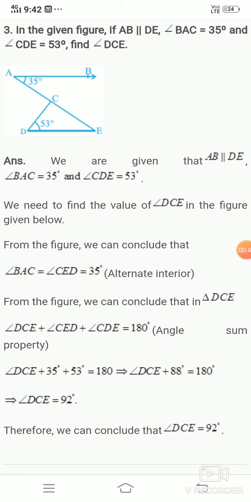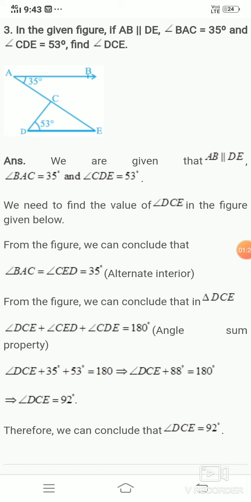The question is: in triangle DCE, angle at D is 53 degrees, and at C we need to find the angle. If we have the angle at E, that is DEC, then using the sum of the interior angles of a triangle, which is 180 degrees, we know two angles and can find the third angle. For that, the clue or hint given is that AB and DE are parallel lines.